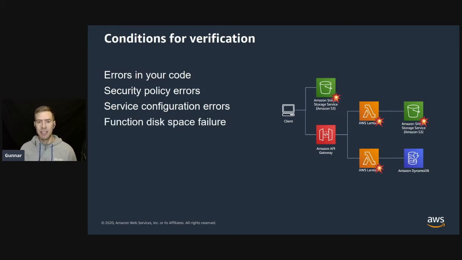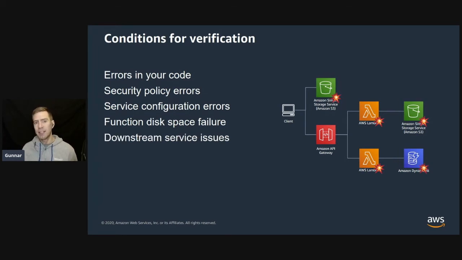Or if we're using the disk space in our Lambda function, for instance, to manipulate data or using it as a cache of sorts, then we can introduce disk space failures as well by watching how our application behaves if the disk space is full, for instance.